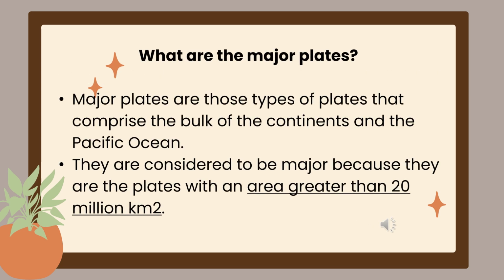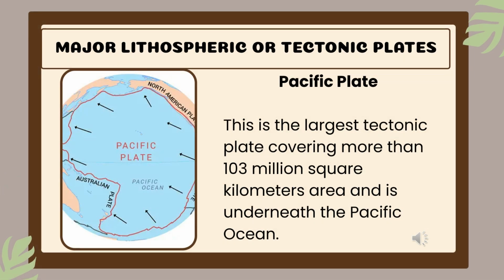What are the major plates? Major plates are those types of plates that comprise the bulk of the continents and the Pacific Ocean. They are considered to be major because they are the plates with an area greater than 20 million kilometers squared. Now let's start with major lithospheric plates. Pacific Plate. This is the largest tectonic plate covering more than 103 million square kilometers and is underneath the Pacific Ocean.